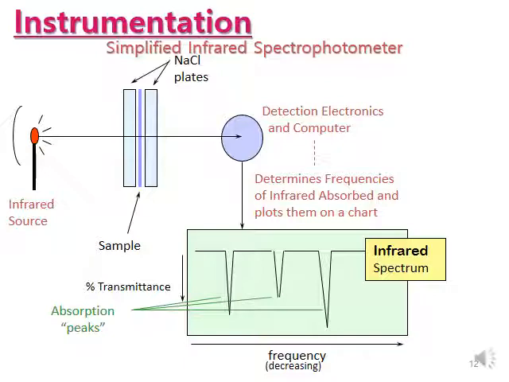Percent transmittance is the same concept you learned in UV spectrometry. In this case, when the y-axis is percent transmittance, the absorption peaks will show like this kind of shape. So this is one example of an infrared spectrum.